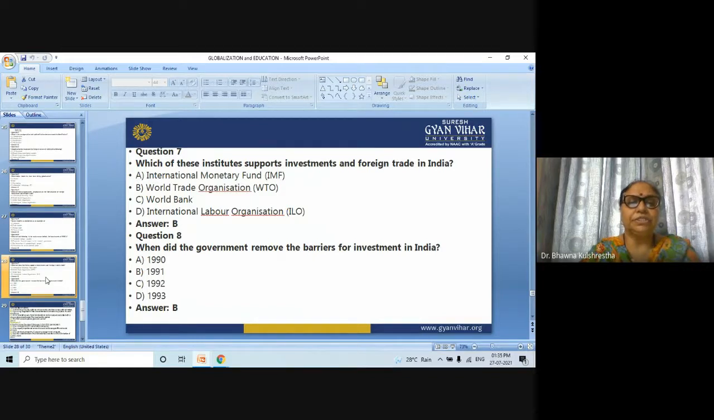And the next question: when did the government remove the barriers for investment in India? 1990, 1991, 1992, or 1993. The right answer of this question is 1991.